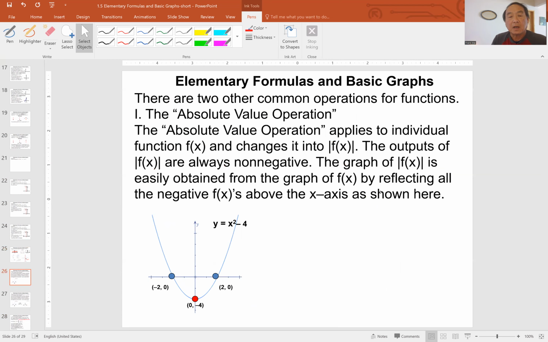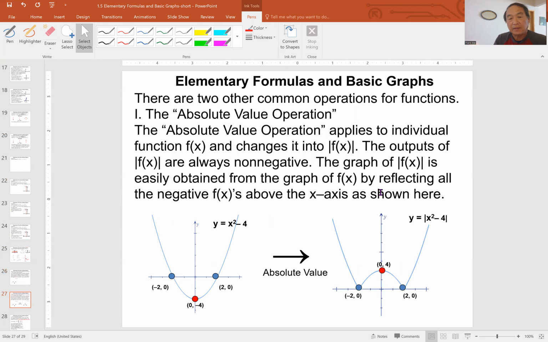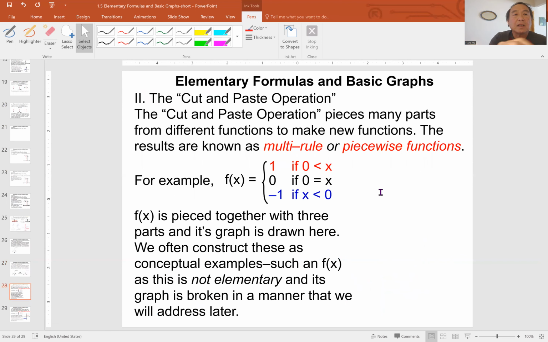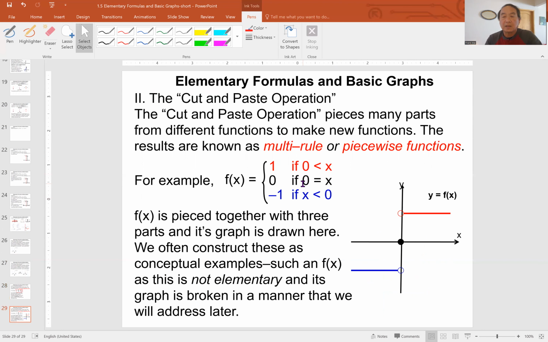The two other operations: the absolute value operation. If I take the absolute value of a graph, it flips all the negative parts upward. So here's what it does in this one. And then the other things that we can make functions out of are piecewise or multi-rule functions. So this formula actually comes in 3 parts. For x bigger than 0, for x exactly 0, and for x less than 0, they have different rules. If I plot these, I get these as graphs.